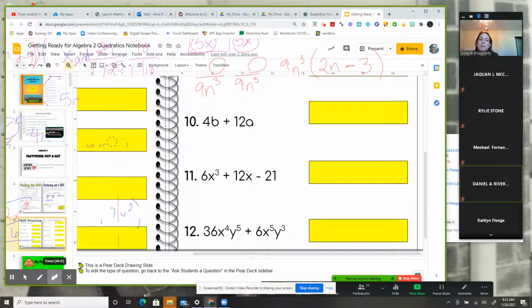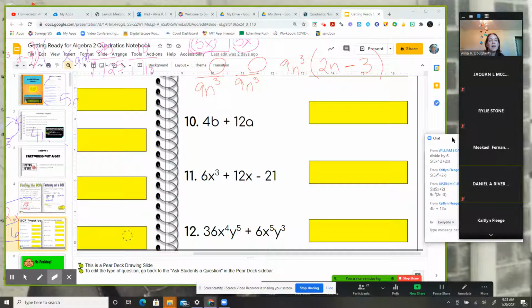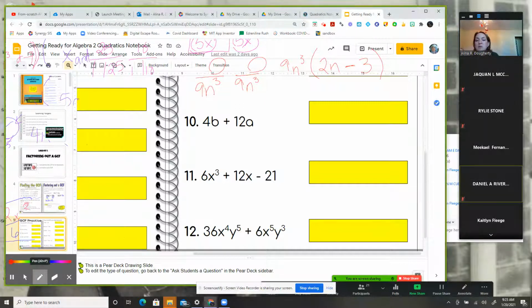What can I divide both 4b and 12a by? Be careful, there's a little tricky trap here if you're not careful. 4, absolutely. Are there any variables that they have in common? No. There are not. So don't be tempted to take out an A or a B. A's and B's are different, apples and bananas. If you like one, you might not like the other.